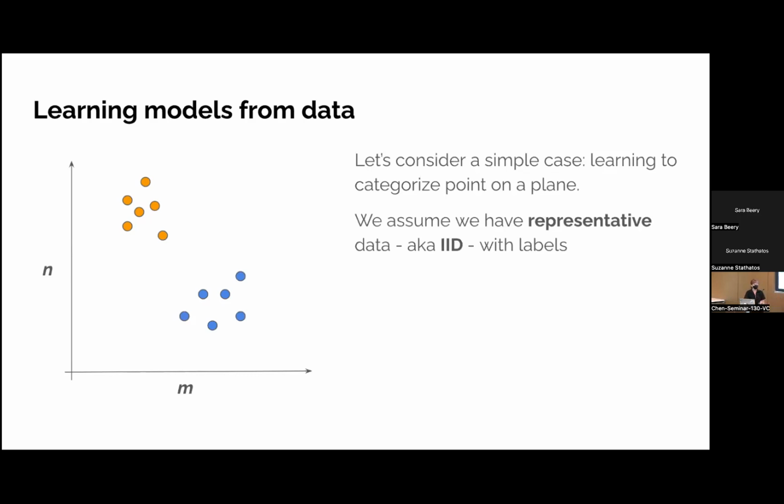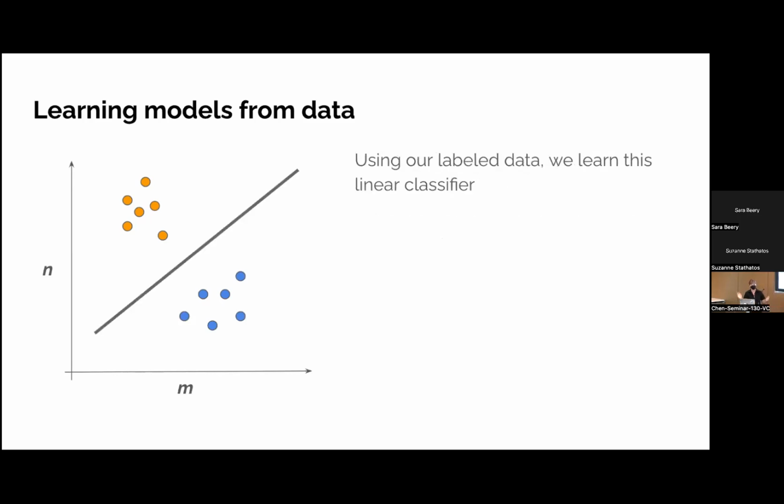And we also assume, in this case, that we have labels. So when we're trying to estimate the probability of Y given X, X is going to be some 2D coordinate, and Y is going to be blue or orange. So using our labeled data, say we learn this linear classifier. This is something where we can just say everything on one side of the line is blue, everything on the other side is orange. How do we know if that model works? How do we know if this is a good linear classifier?